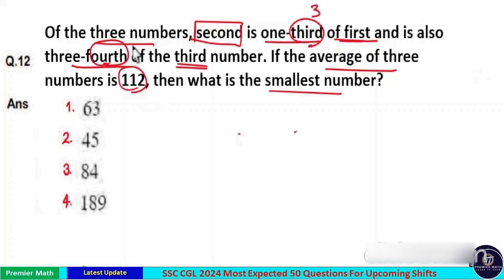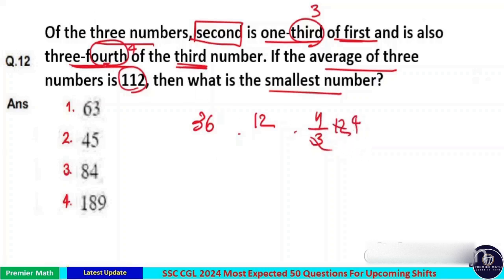Now, in 1/3 the denominator is 3, in 3/4 the denominator is 4. So 4 into 3, 12 is the LCM. I'll take the second number as 12. Now second is 1/3 of first, which means the first number is 3 times the second, that is 3 into 12, 36. And the third number is 4 by 3 of the second number, because second is 3/4 of third.